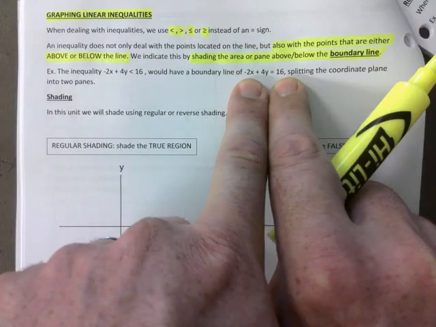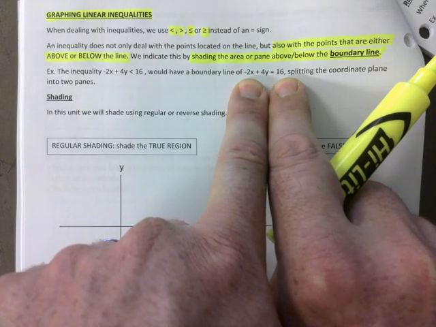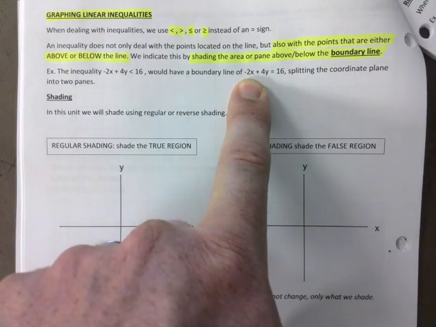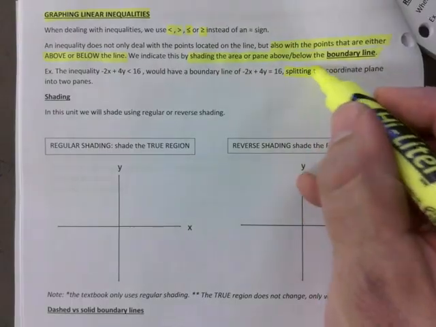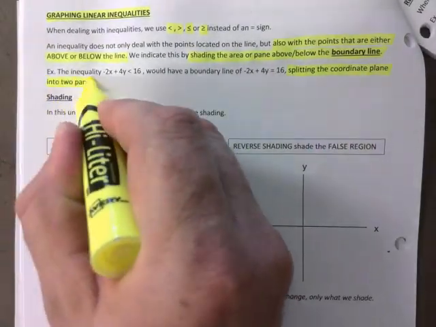This is the boundary line that cuts the graph and has two different panes. It splits the coordinate plane into two panes.